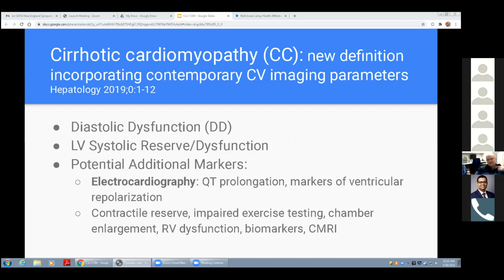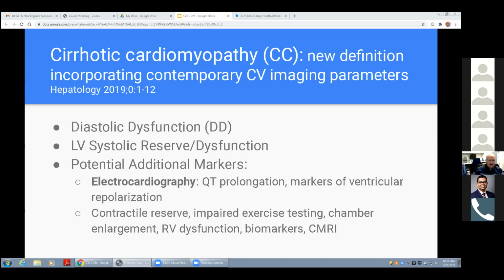So this talk is really not meant to be a review of all the new cardiovascular imaging or biomarkers in cirrhotic cardiomyopathy. Rather, I'm going to focus on more contemporary definitions of the major features of cirrhotic cardiomyopathy. The major features as they were defined back in 2005, specifically diastolic dysfunction, LV systolic reserve or dysfunction, and QT prolongation. Related to the QT prolongation, I will also talk a little bit about another EKG marker of ventricular repolarization, T peak to T end.